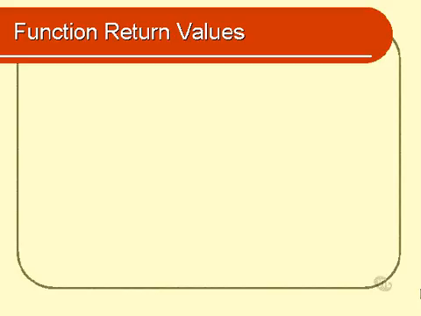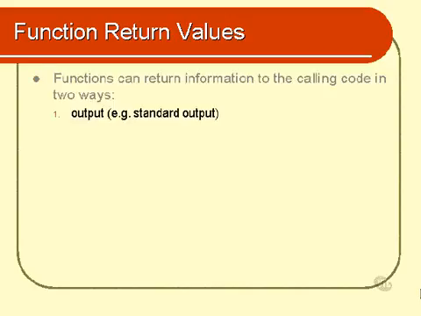So you've just seen now how to pass information in to a function. In this module I will show you how to get information back out of a function. A function can return information to the calling environment in two different ways. The first is to use output, and I'm just talking about standard output. I'll go into that more in a moment. And the second is by way of an exit status.